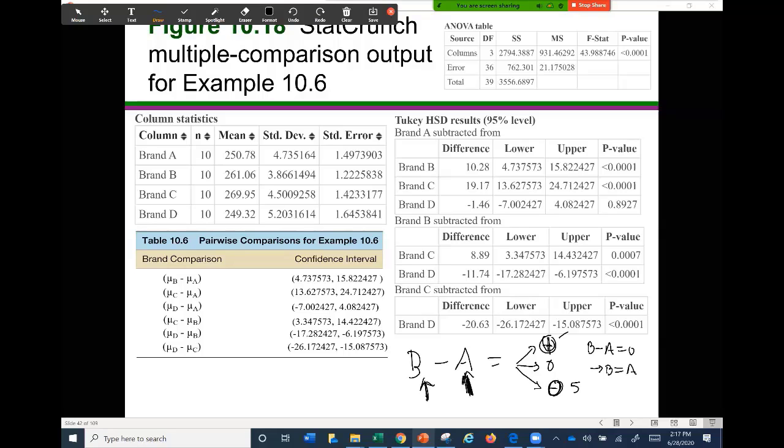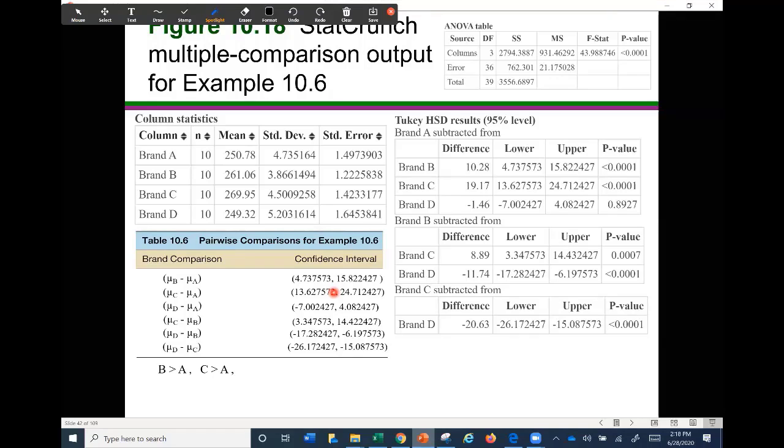Then taking this in consideration, let's interpret all of these confidence intervals. The first confidence interval, B and A. When we compare B and A, we observe that the difference between B and A is at least 4 and no greater than 15. All possibilities are positive, then B should be bigger than A. In the second interval, the differences are also positive. We conclude that the first one is bigger than the second one. C is greater than A.